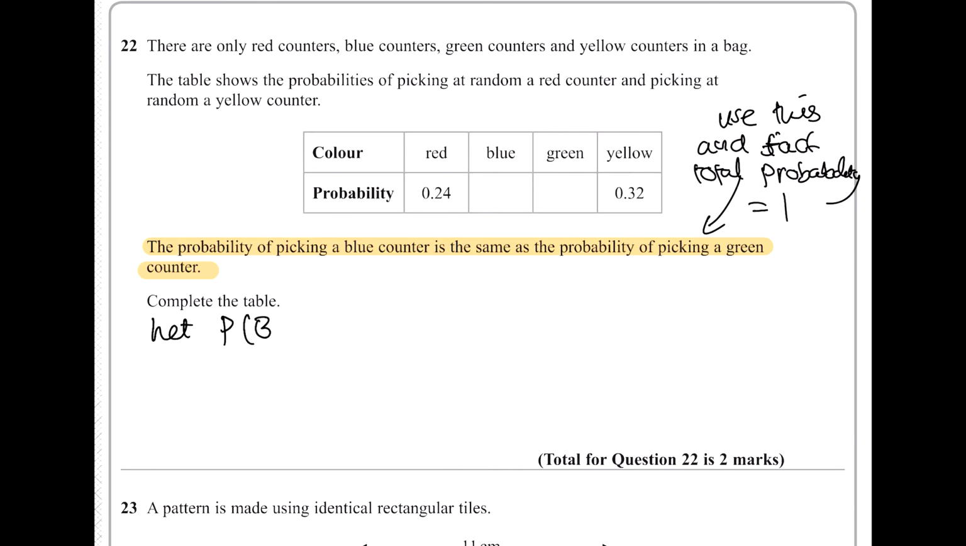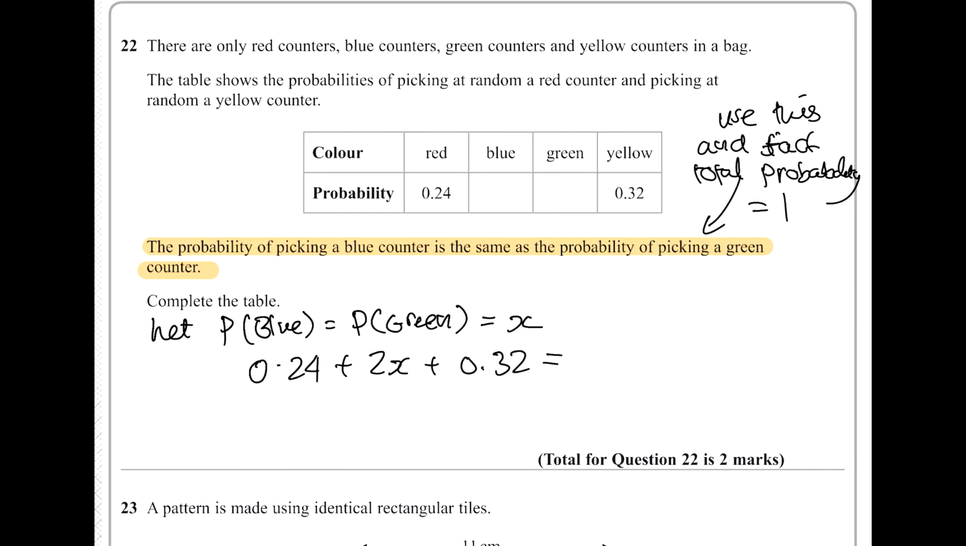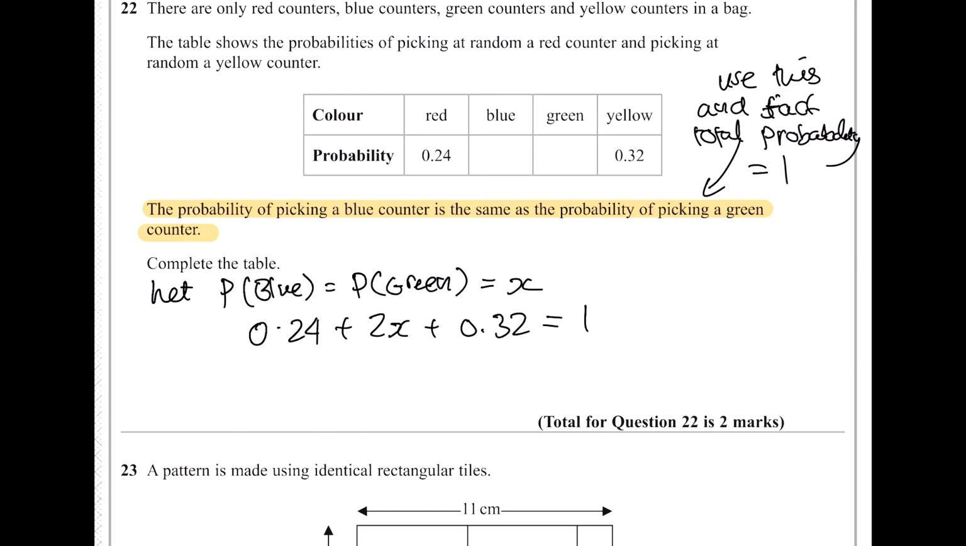the probability of getting a blue equal the probability of getting a green, and let this value be equal to x. So then what we can do is write an equation. So we get 0.24 plus 2 lots of this x plus 0.32 is equal to 1. And this is just got by adding up all of these things. And if we total this together, we get 2x plus 0.56 equals 1.